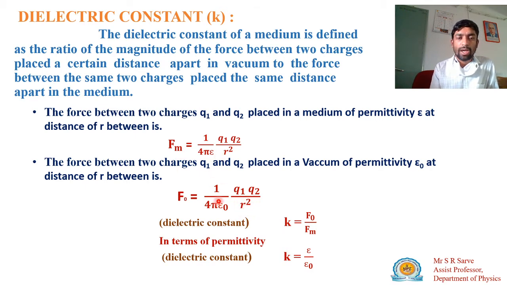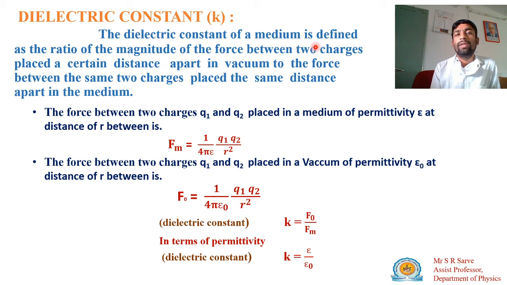So if I take the ratio of these two equations, the force on the charged particle when it is in vacuum divided by the force on the charged particle when it is in the medium, that ratio gives you the dielectric constant. So how will you define the dielectric constant?